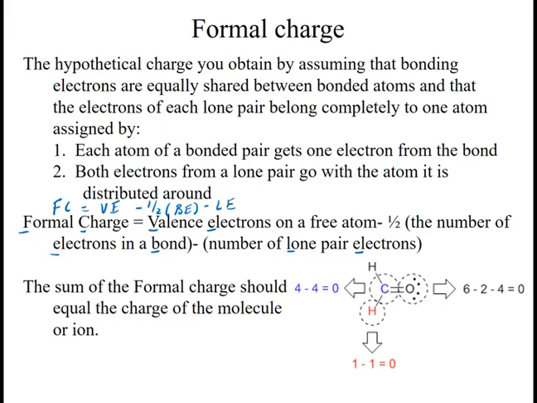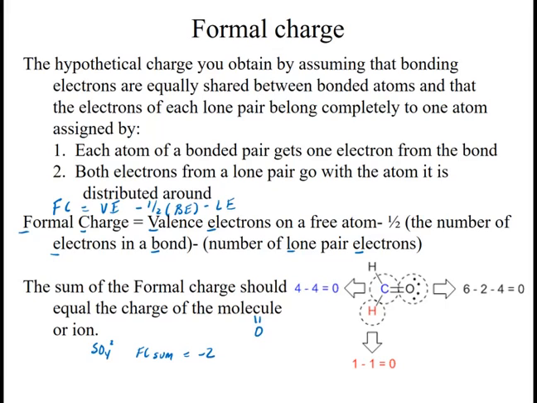And then the sum of the formal charges should be equal to that of a molecule, which has no charge, so it should be 0, or that of an ion. So for example, SO4 2 minus, the formal charge sum should equal -2.